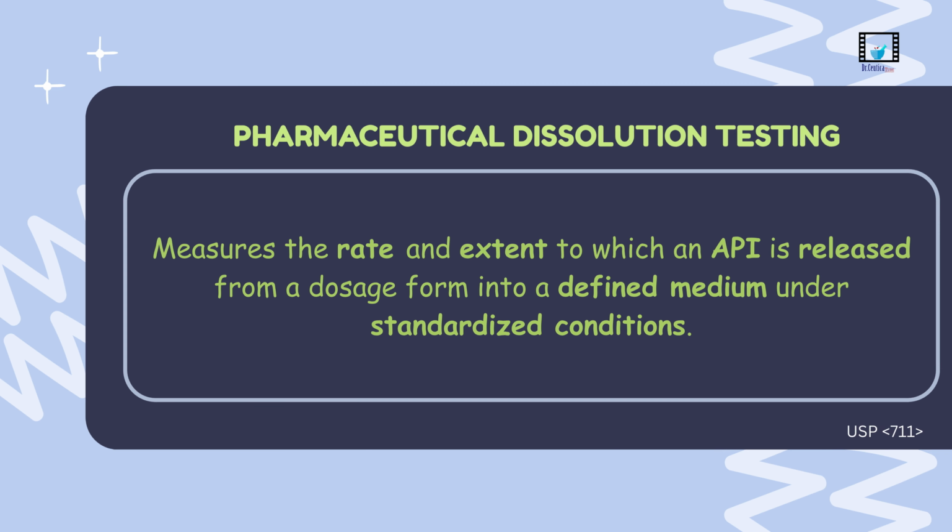Pharmaceutical dissolution testing measures the rate and extent to which an API is released from a dosage form into a defined medium under standardized conditions. In plain terms, it tells us how fast drug becomes available for absorption, a key driver of bioavailability.